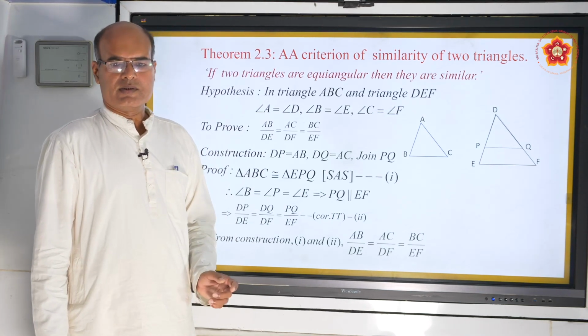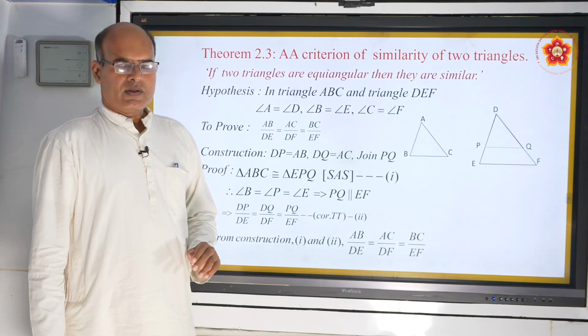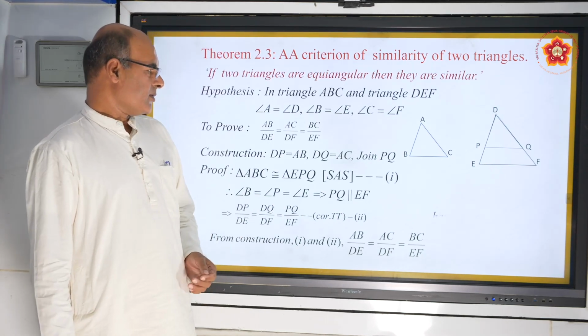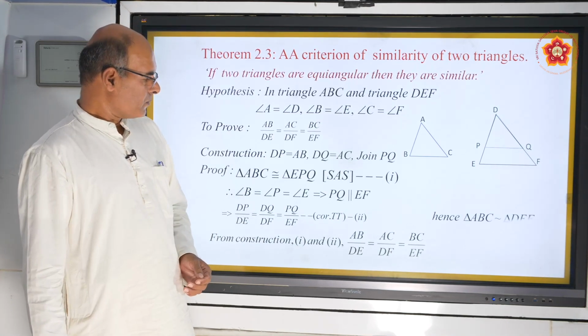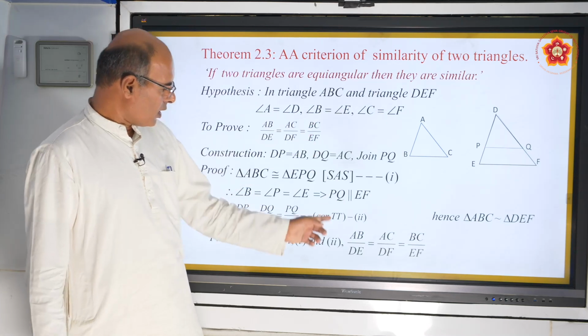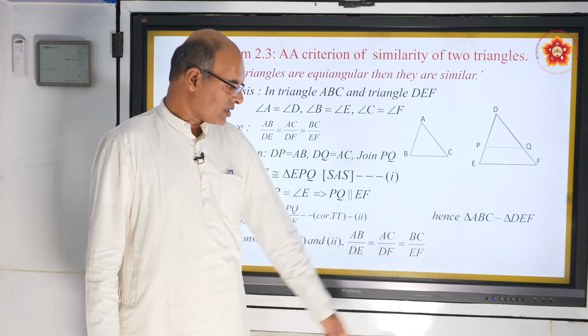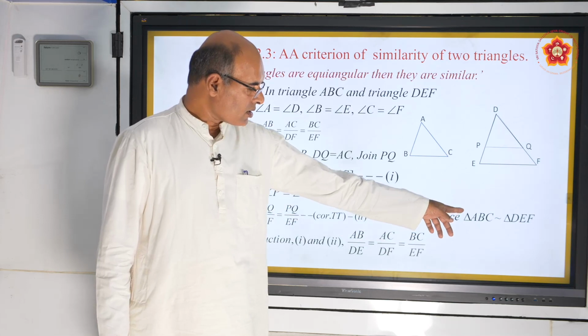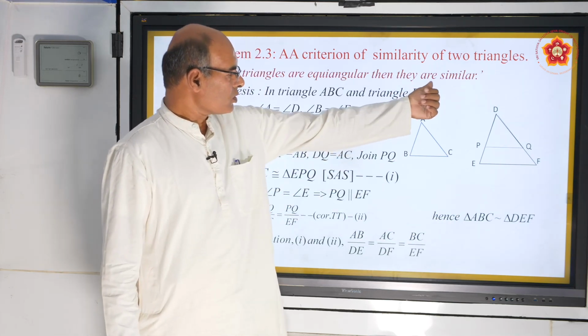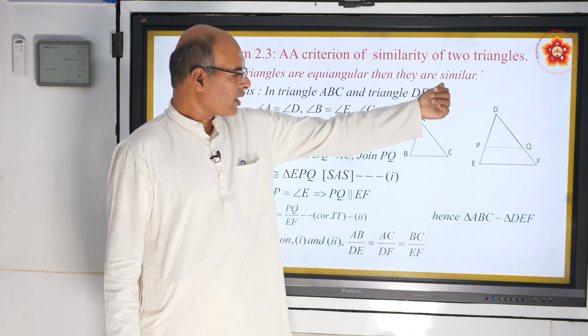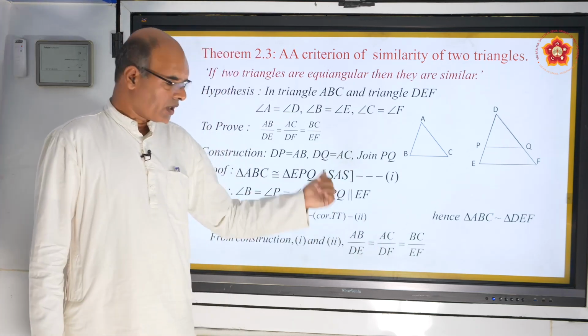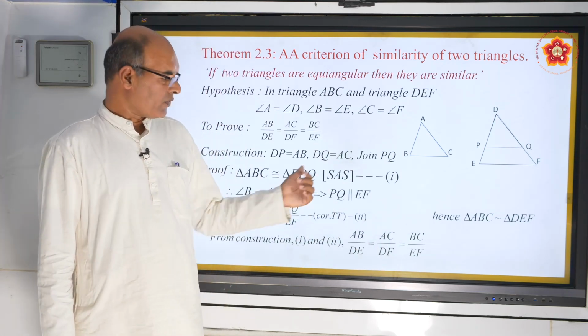Understood, students? Let us go to its converse. So here angles are equal, here the corresponding sides are in the same ratio, hence the triangles are similar. So that is asked to prove. You have to prove that the triangles are similar. The two conditions are satisfied, therefore the triangles are similar.